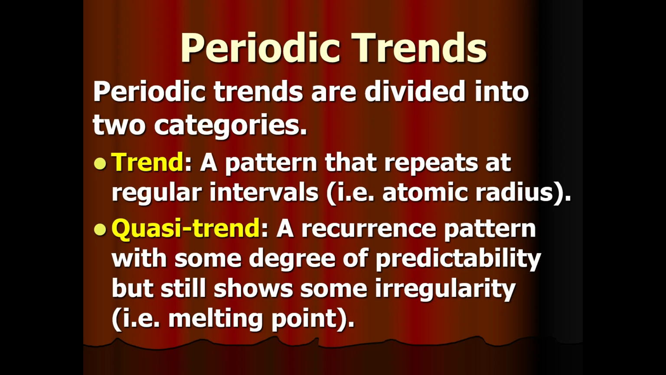The first is a standard periodic trend, which is a pattern that repeats at regular intervals such as atomic radius. The second is the quasi-trend, which is a recurrence pattern with some degree of predictability. However, this type of trend still shows some irregularity, unlike a standard trend. An example of this would be the melting point of different elements.